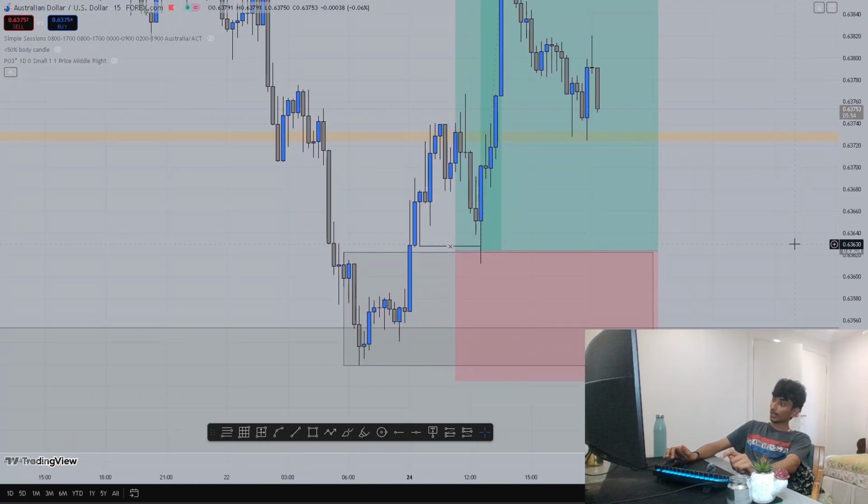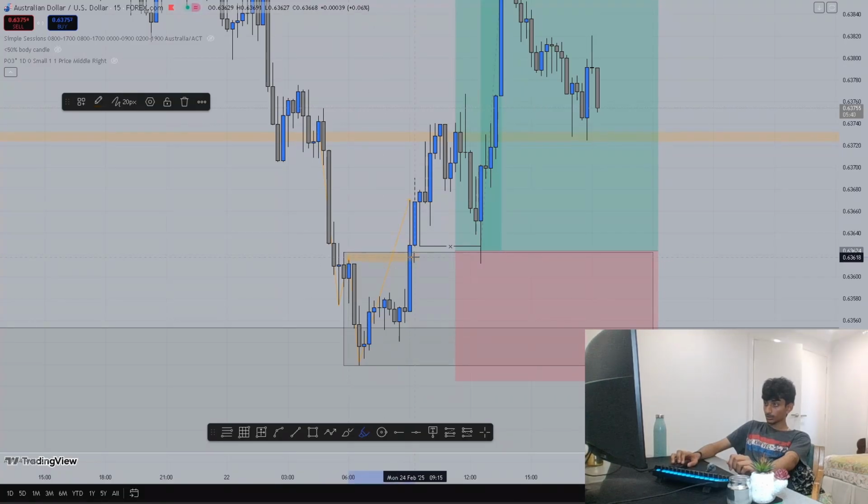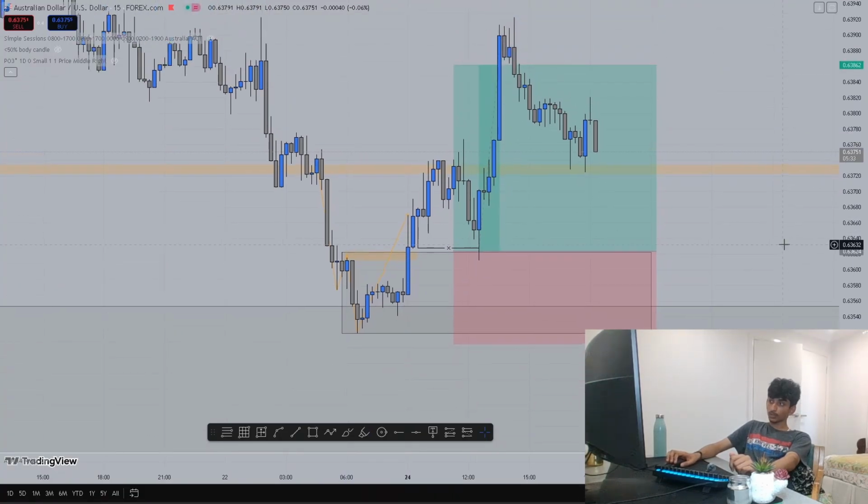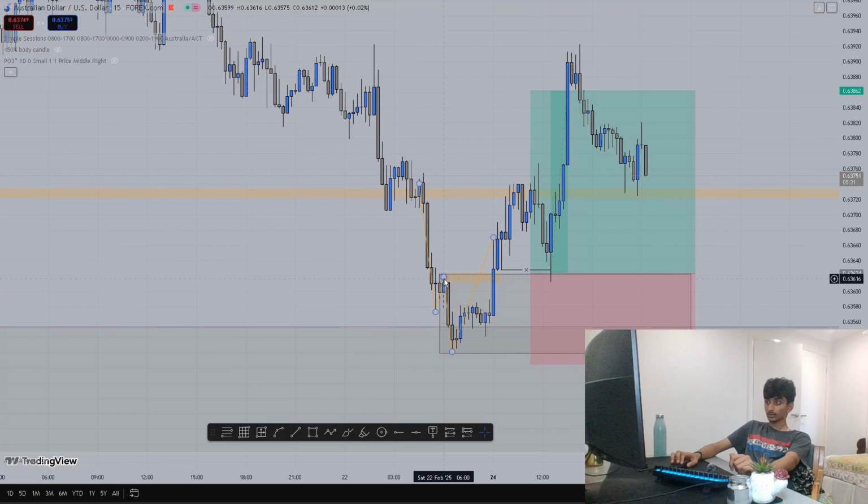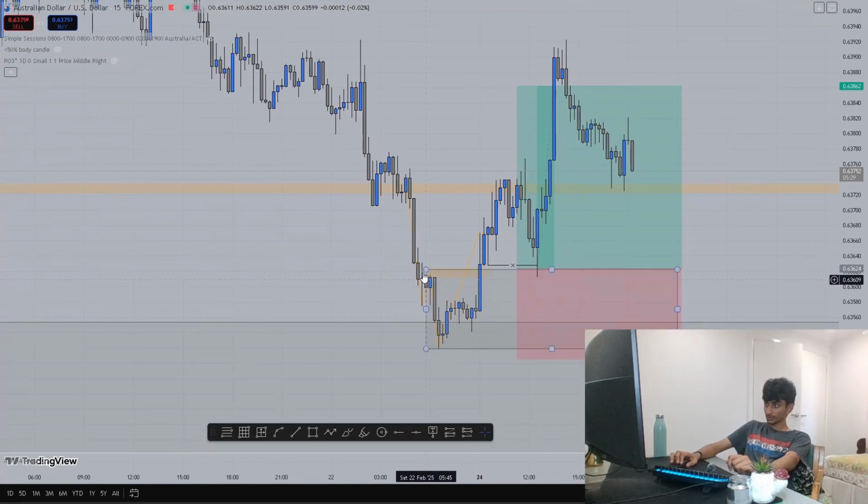You want to look for a chalk. Now, what is a chalk? That just stands for a change of character. So what you can see here is a push down, push up, push down, and then you can see a push up breaking this previous high. So that's when I drew on my new demand zone, which was this push down before this push up breaking this previous high.